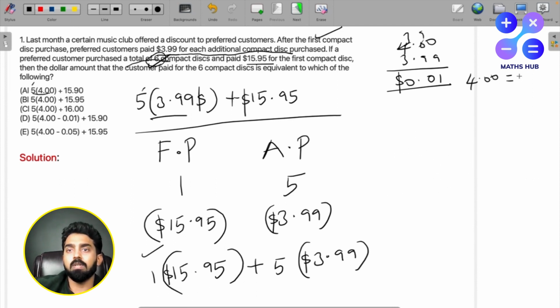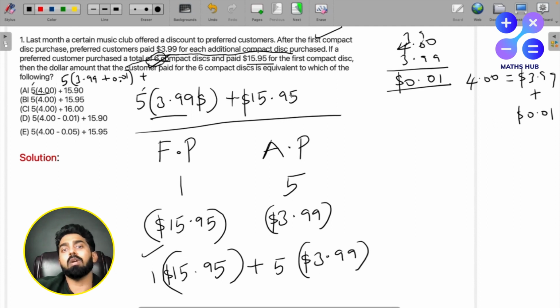So 4 equals 3.99 plus 0.01, correct? So you can write this as 5 into 3.99 plus 0.01. And you can write 15.95 as 15.95 minus 0.05, correct?